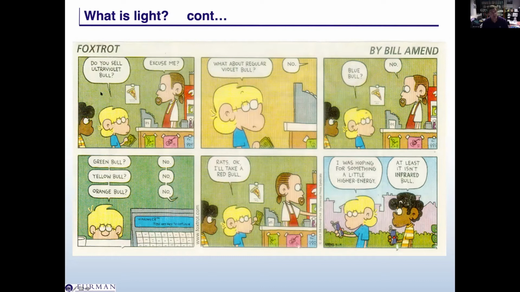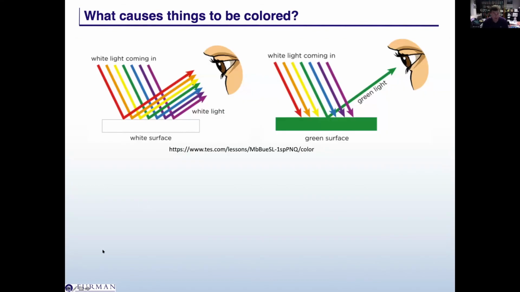So the guy goes into a store and says, do you sell ultraviolet bulb? Excuse me? Oh, what about regular violet bulb? No. Blue bulb? No. Green bulb? Yellow bulb? Orange bulb? No, no, no. Rats, I'll take a red bulb. So he buys it, tells his friend, I was hoping for something a little higher energy. And his friend says, well, at least it isn't infrared bulb. All right. So back to the topic at hand.